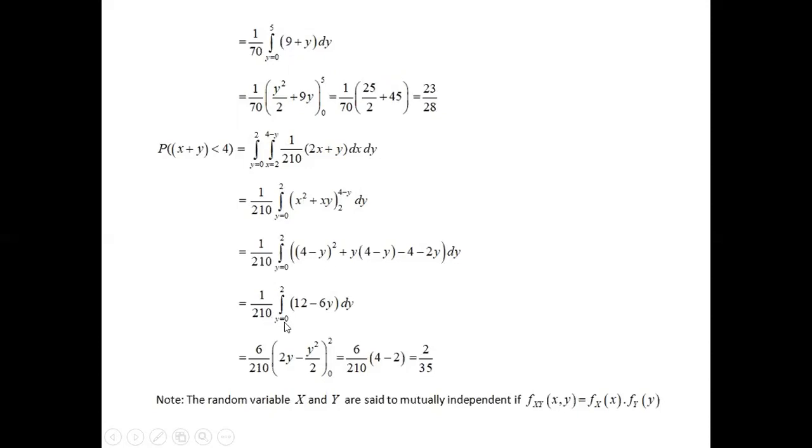Then I'll get 1 by 210 into integration y equal to 0 to 2, 12 minus 6y dy. So 6 by 210 into 2y minus y square by 2 from 0 to 2. So 6 by 210 into 4 minus 2, so 2 by 35.